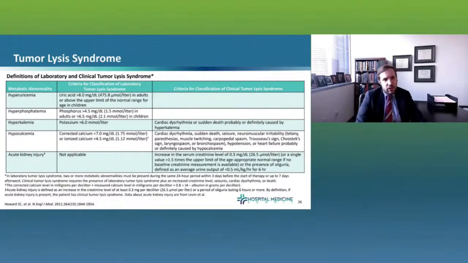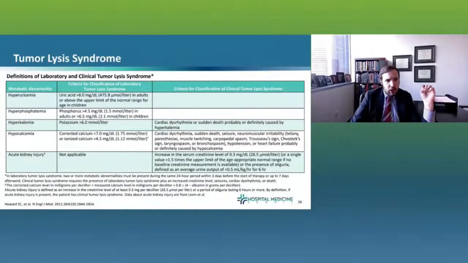TLS. Okay, so here are some laboratory definitions. We all know this. Hyperuricemia, uric acid greater than 8 in adults. Hyperphosphatemia with a phosphorus greater than 4.5, hyperkalemia, and hypocalcemia. When I was a medical student, I always forgot the hypocalcemia, and I think people forget that a lot as well. And then, of course, AKI.